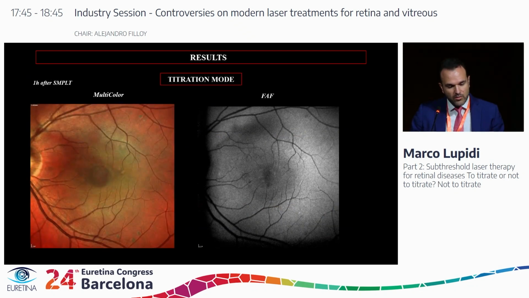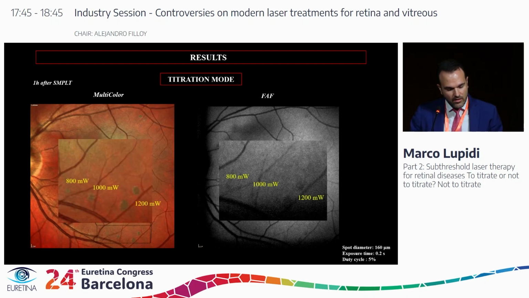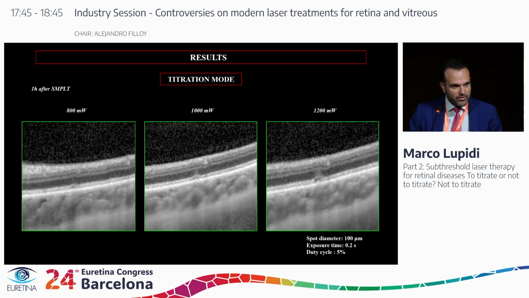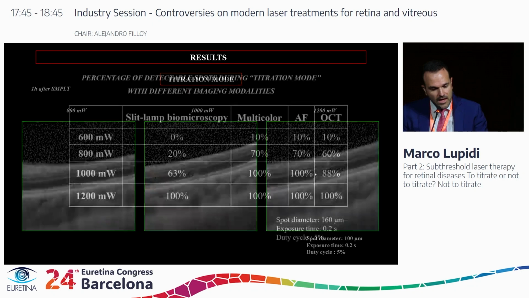This is what we obtained with the titration mode, and obviously there is the titration area. You can clearly see the differences between the 800, 1000, and 1200 milliwatt, both on multicolor and on structural OCT, where with the 800 we see just the change at the level of the photoreceptors and the RPE, and also the outer nuclear layer.